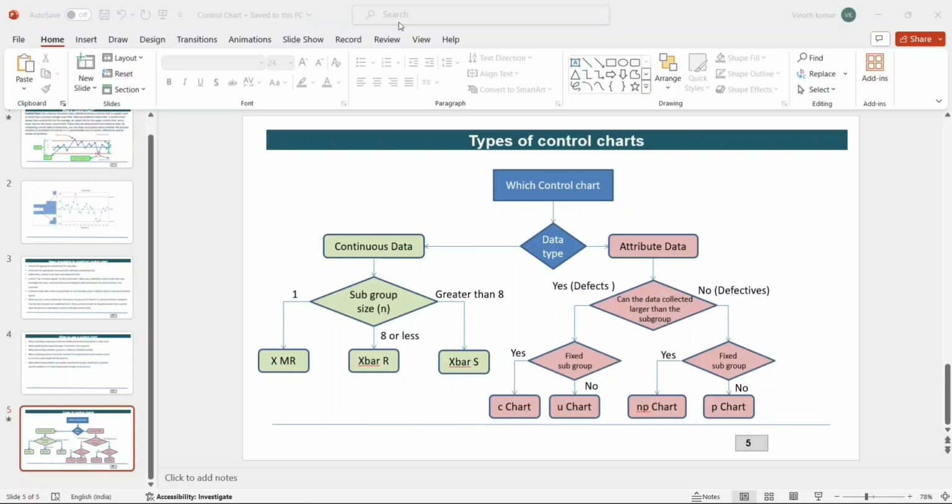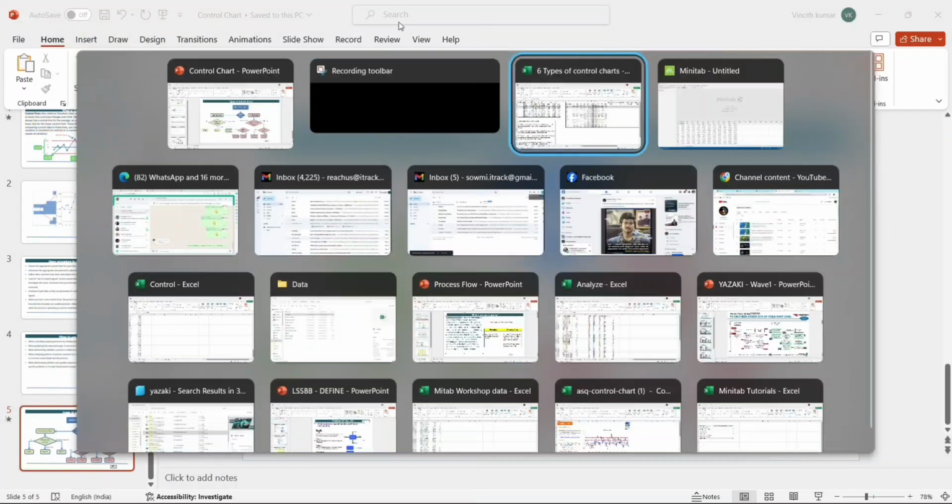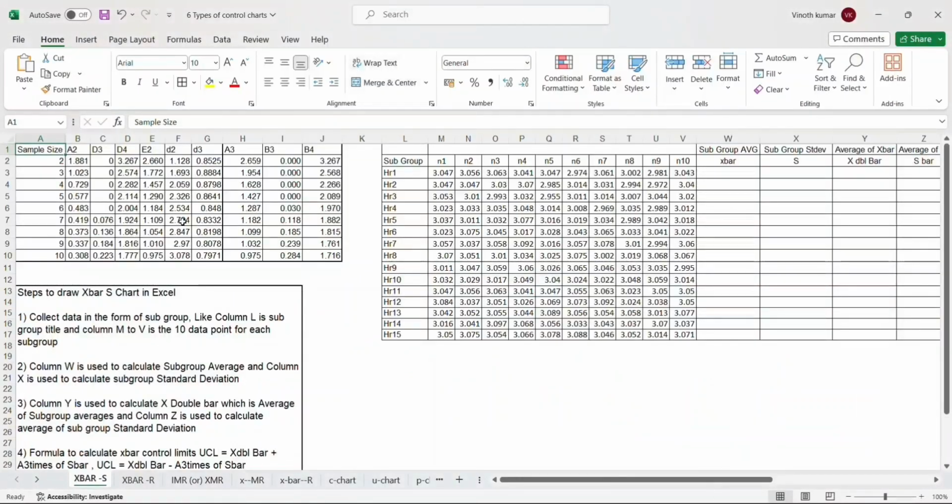As I was explaining, X bar S chart, that is average and standard deviation chart, is a chart used for continuous data where the data is collected in the form of subgroup. However, your subgroup size is greater than 8. So the number of data points you collect in each subgroup is greater than 8. Let's understand this with the help of this example.